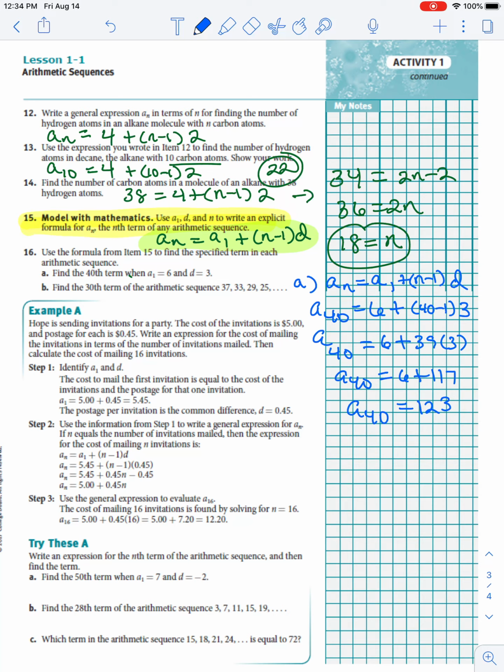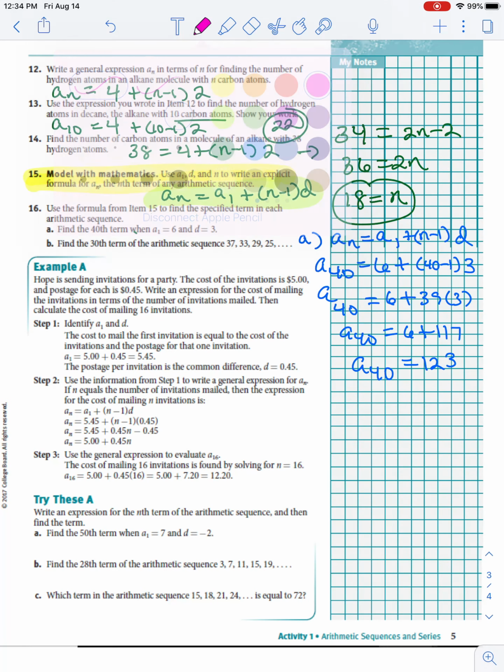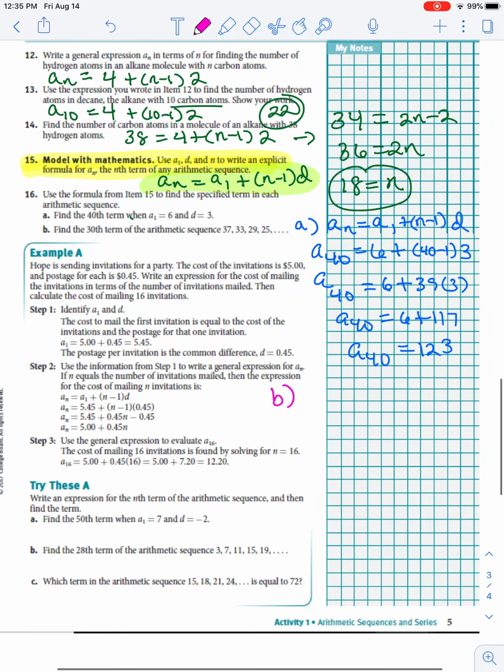Yes, you could add 3 every time and you could get it, but this is a little quicker way to do it. All right, we're going to do one more practice problem on this page, and then I might have time to do a try these at the bottom. We will see. But let's look at part B. Switch colors just so we can keep it separate. Do a little pink this time. Find the 30th term. They didn't identify everything for you. You had to find a couple things on this one.